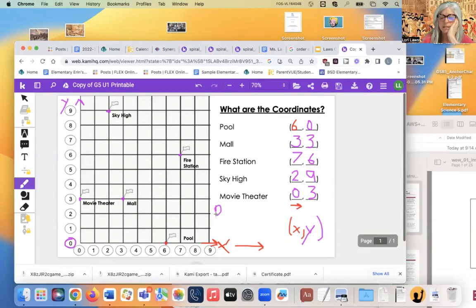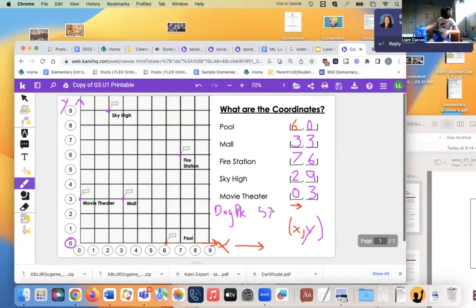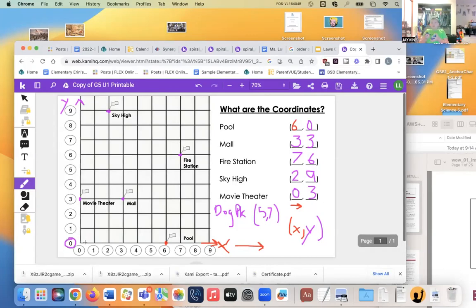Okay, so let's look for the dog park. If I put the dog park in here, who can find where it would be? If I put the dog park in, and I say my dog park is at 5, 7, I think I could find that on the map. David, can you explain how to find it? So you go over 5 and you go up 7, to right here. And here's my dog park. Right there, DP, dog park.